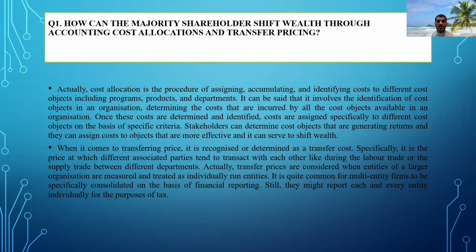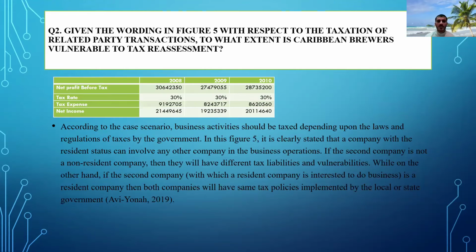Actually, transfer prices are considered when entities of a large organization are measured and treated as individually run entities. It is quite common for multi-entity firms to consolidate on the basis of financial reporting. Still, they might report each and every entity individually for the purpose of tax. Let's move to the second question.